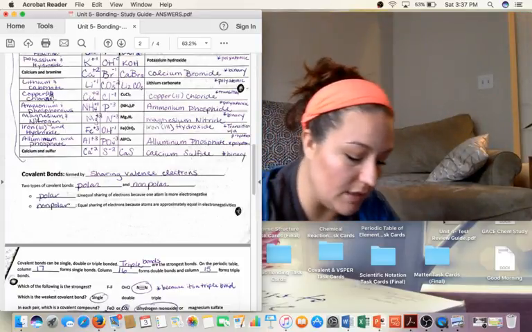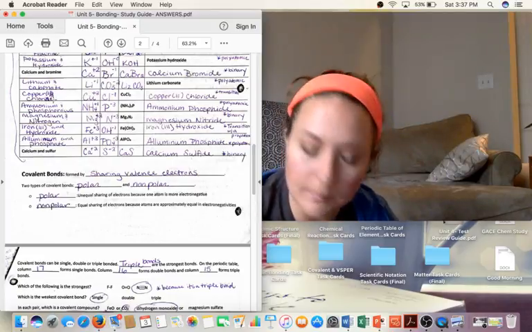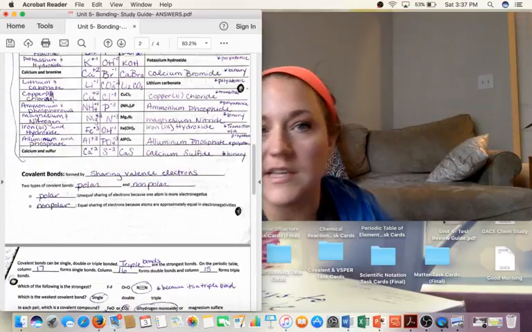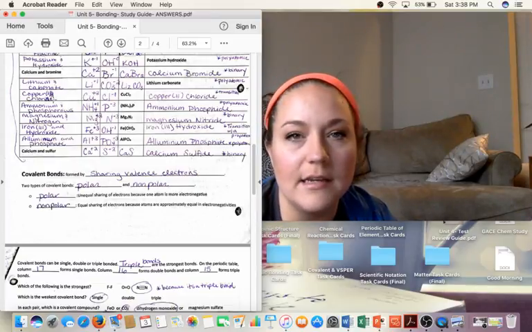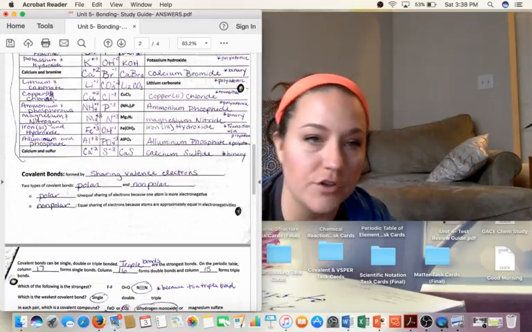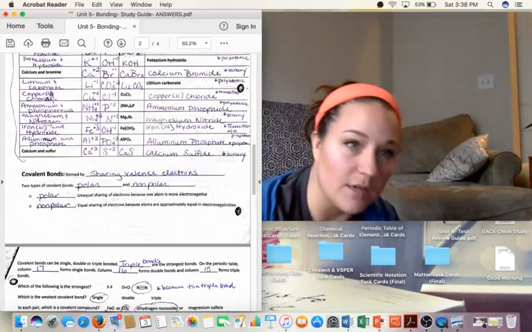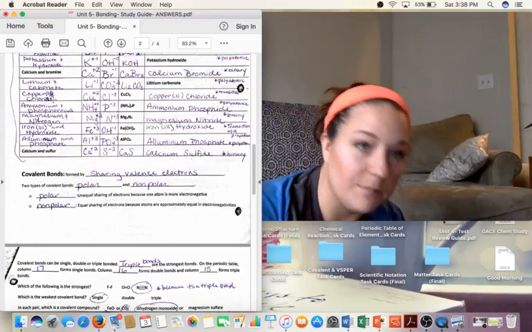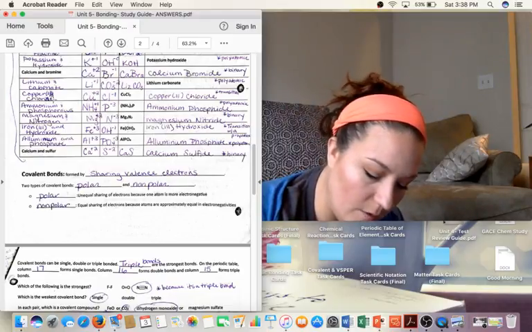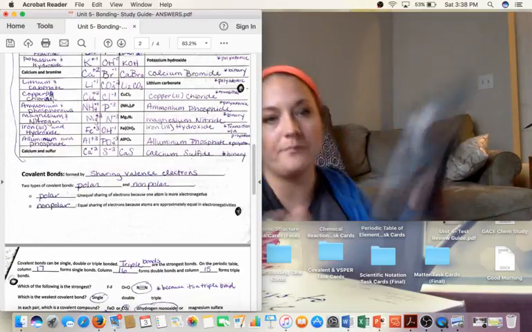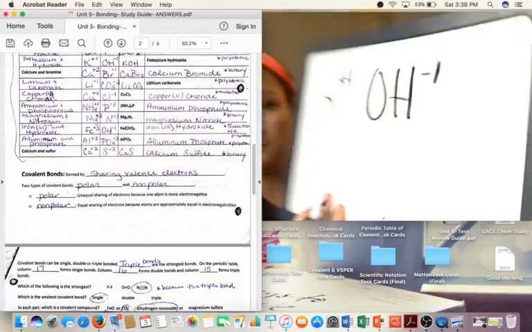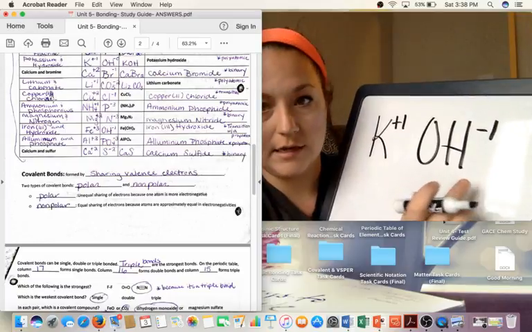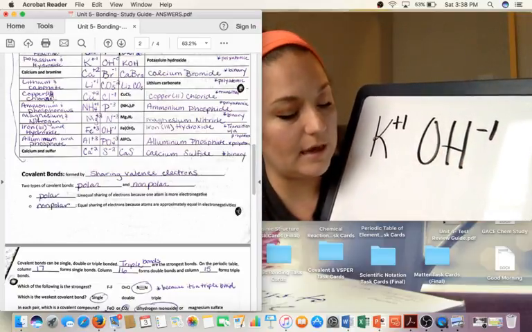Out of the polyatomics, hydroxide you're going to be hearing a lot. So just get used to knowing that hydroxide is OH with a negative charge. So potassium hydroxide, I have K, which is a +1, and I have OH, which is a -1. So potassium +1, OH hydroxide, which is a polyatomic, is a -1.